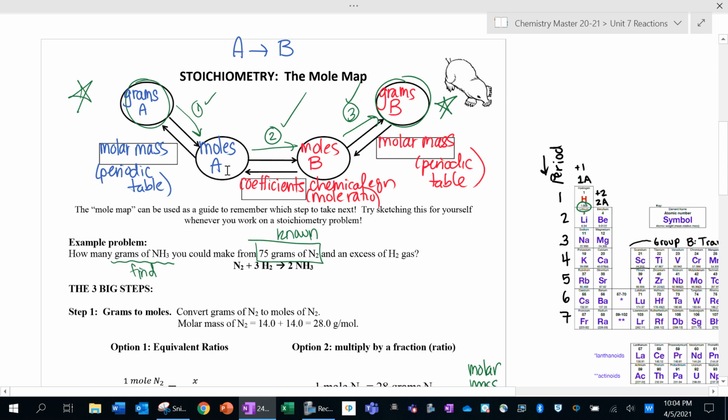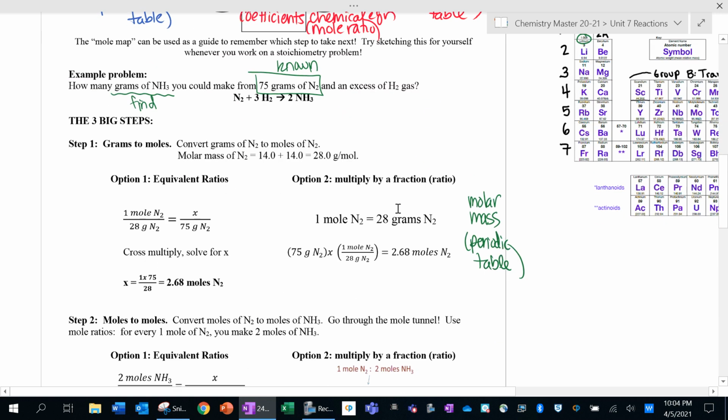And you can see within this mole map the other types of problems that we did. We started out just going from moles to moles, and then we did some grams to moles, and now we're doing grams to moles to moles to grams. So now we're doing this 3-step process. The information you're going to use is either the molar mass from the periodic table, or the coefficients from the chemical equation. Those are the 2 outside sources of information you'll use in this type of problem solving. So we're going to go through and do a couple other problems.